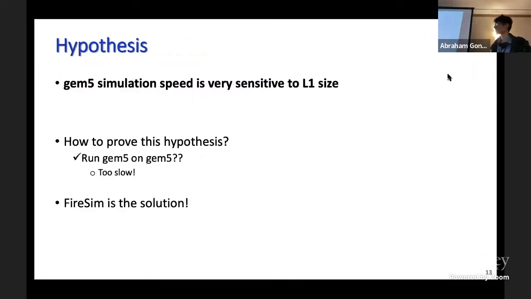So the hypothesis is that Gem 5 simulation speed is very sensitive to L1 cache size, but how do you prove this? Obviously, running a software-based architectural simulator on another software-based architectural simulator would not be ideal. So we decided to accelerate this as part of our research using FireSim.